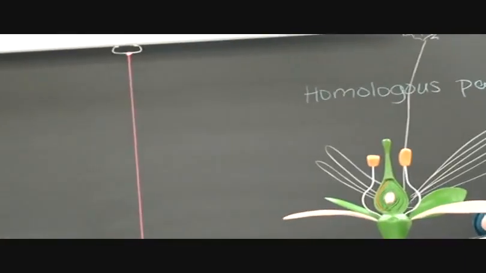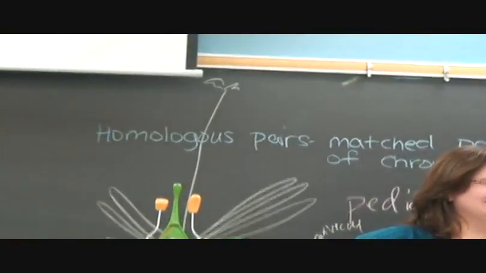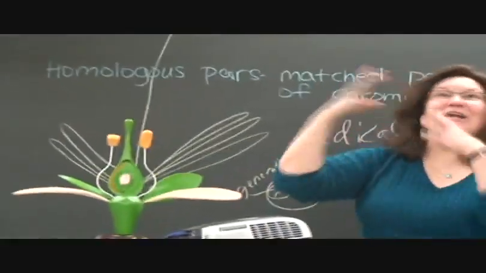Receptors. It's always the answer. But yeah, it's true. One sperm from pollen and one sperm from the pollen tube.